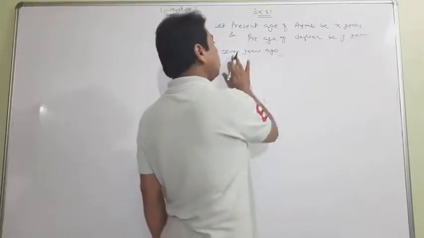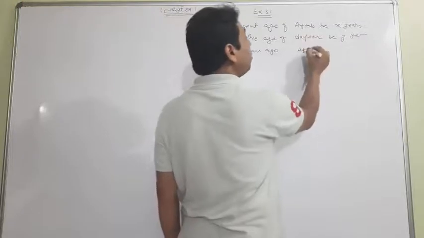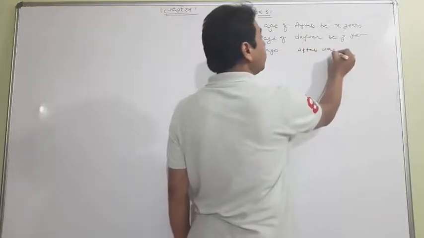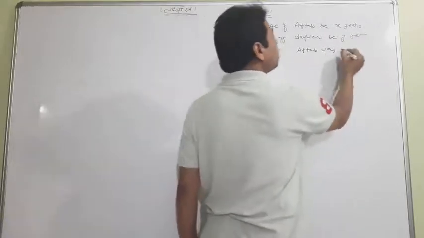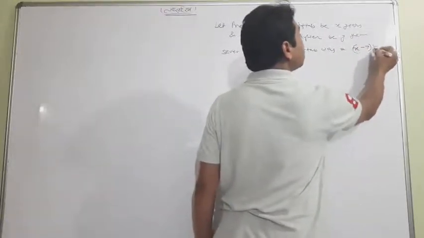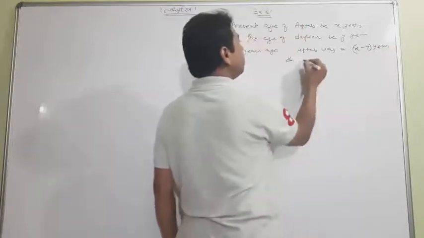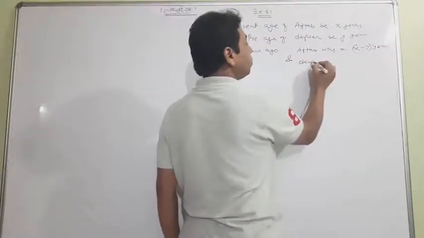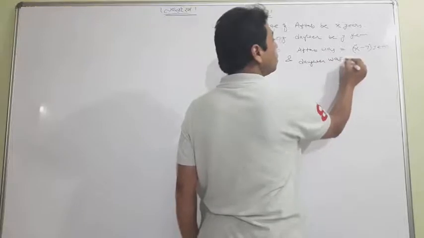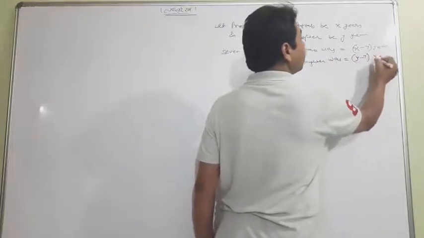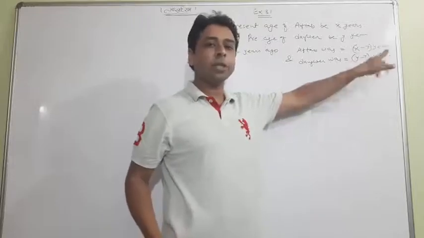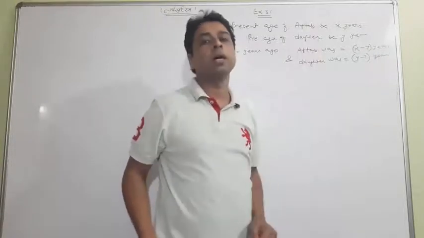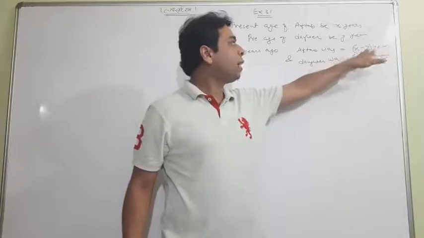First, Aftab: today he is x years old, so 7 years ago he was x minus 7 years. And the daughter was definitely y minus 7 years. These two now represent their ages 7 years ago. Now we have to deal with these two.